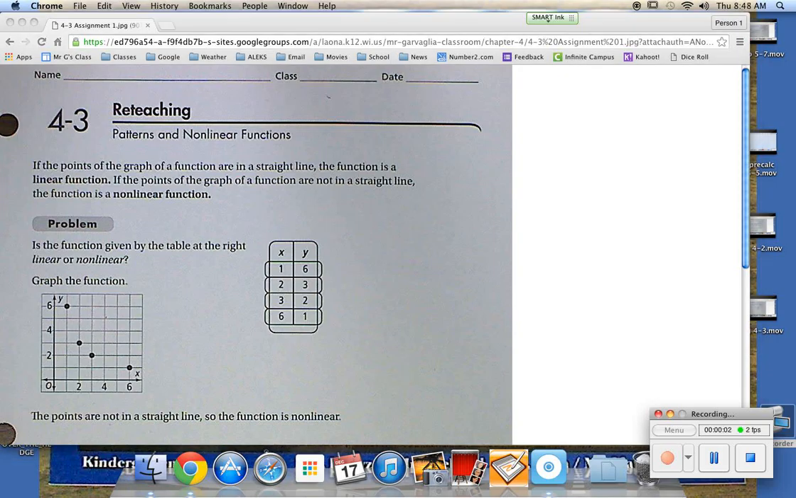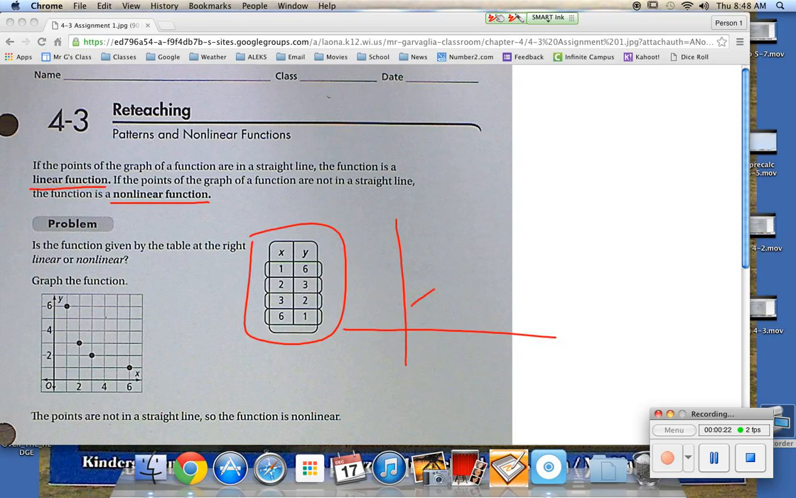Chapter 4, Section 3. We're going to start off by learning about a linear function and a nonlinear function. This is pretty simple. We're going to have a table that we're going to be able to graph off of. A linear function will be a function that ends up having a straight line when we graph these points. So that would be linear.